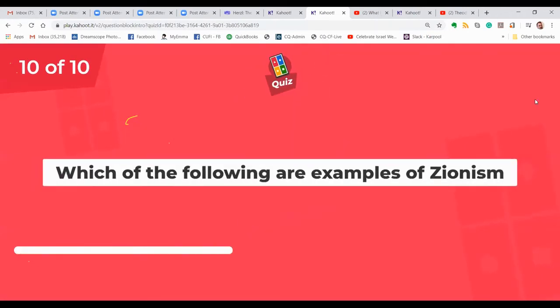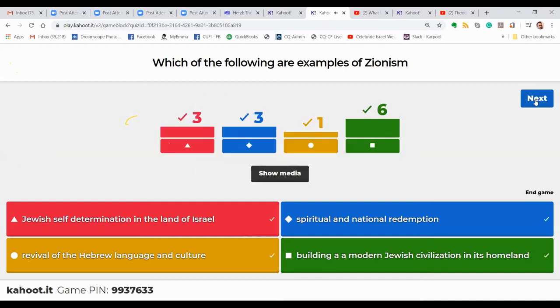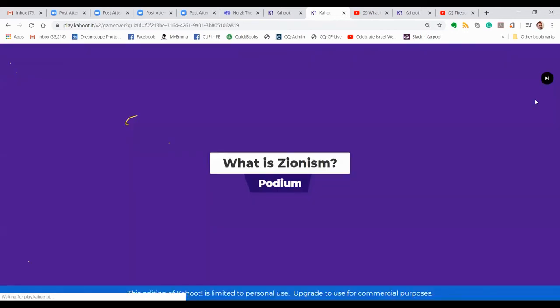Next, final question. Which of the following are examples of Zionism? Look at that. I think all of us got points, no? We all got points, indeed. A lot of different examples of Zionism. There are a lot of different ways to be a Zionist. So let's see the final standing.